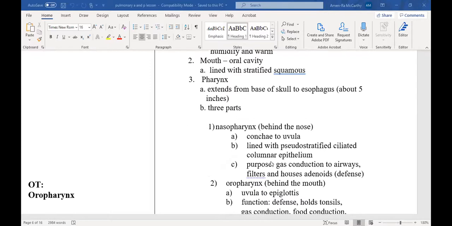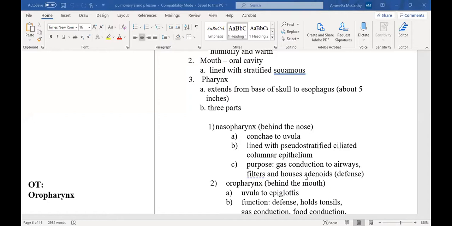And the purpose for those is gas conduction to the airways, and they filter and house the adenoids. So the nasal pharynx is for gas conduction and filters and houses the adenoids. You ever heard somebody say, I gotta get my tonsils and my adenoids removed? Tonsils and adenoids are the defenses. They catch bacteria and keep it from getting in the body. It's kind of like the immune system in your throat, and that's your tonsils and your adenoids.